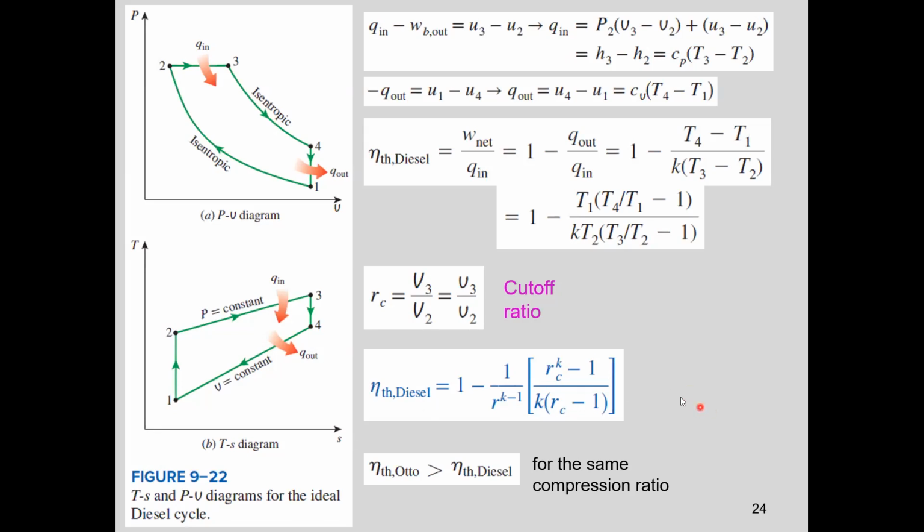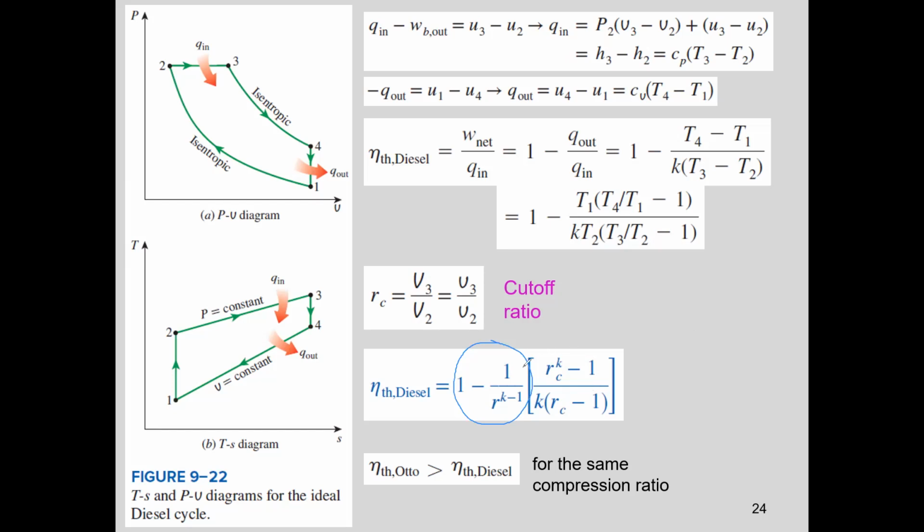Okay, so the thermal efficiency of the diesel cycle is a function of 3 parameters: compression ratio, cutoff ratio, and specific heat ratio. And if you analyze this equation for the same compression ratio, you will see that thermal efficiency of the Otto cycle is greater than thermal efficiency of the diesel cycle. Because here, what is the thermal efficiency of the ideal Otto cycle? Do you remember the equation? Equation is this part, right? This one. So let me show it like this. So this is your thermal efficiency of the Otto cycle. This is the one.